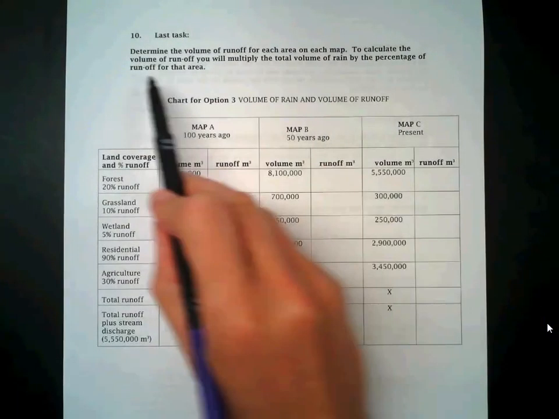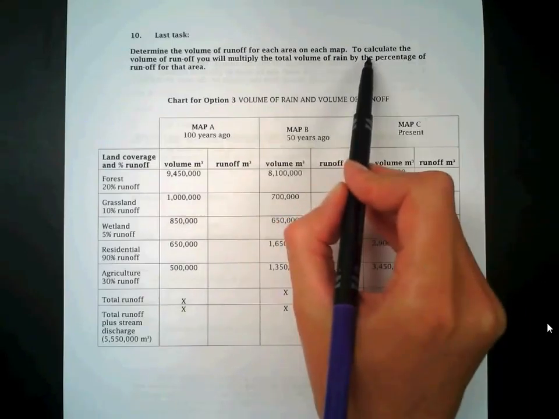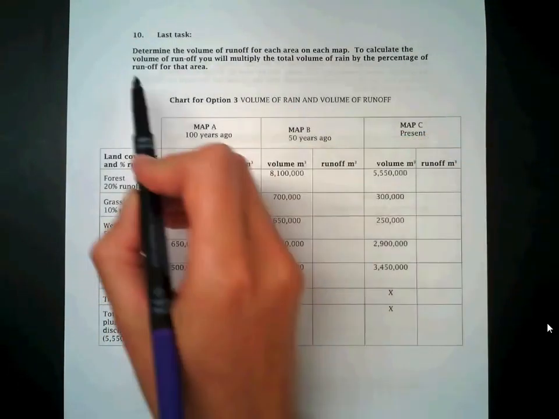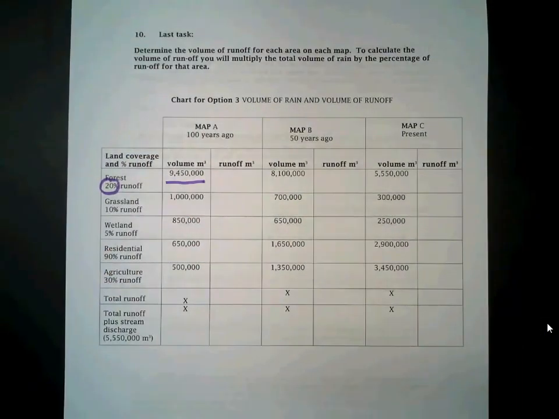So to calculate the volume of runoff, you will multiply the total volume of rain, which would be this number right here, by the percentage of runoff for that area. So in this case of the forest, it would be 20%. So let me pull up my calculator, and we'll do the first one together.